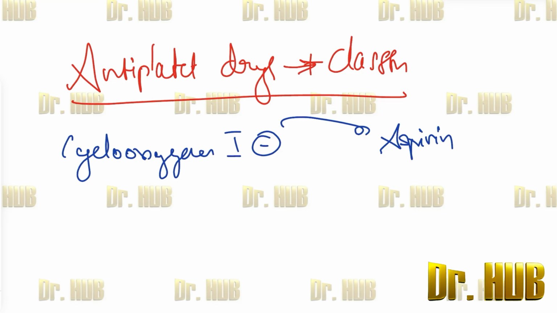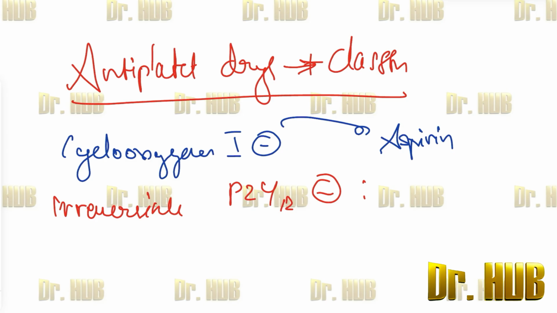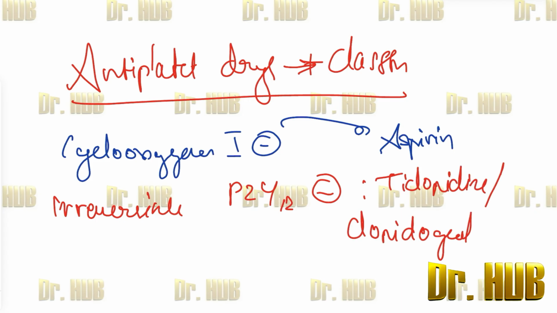Next is the irreversible P2Y12 inhibitors. This is nothing but ticlopidine, clopidogrel, as well as prasugrel. So antiplatelet drugs: cyclooxygenase 1 inhibitor, there is aspirin; irreversible P2Y12 inhibitors are ticlopidine, clopidogrel as well as prasugrel.